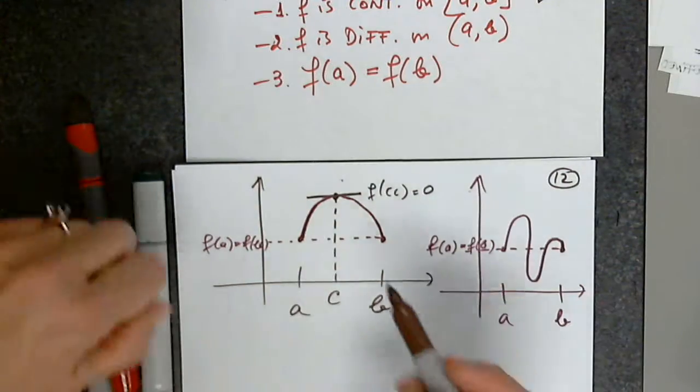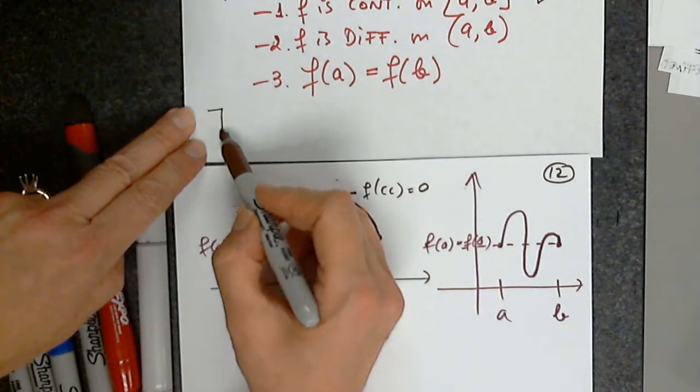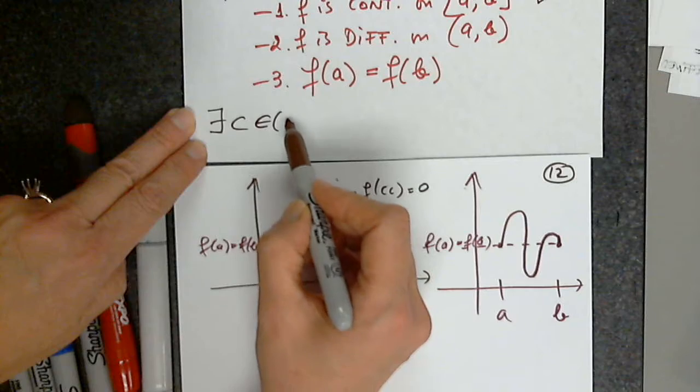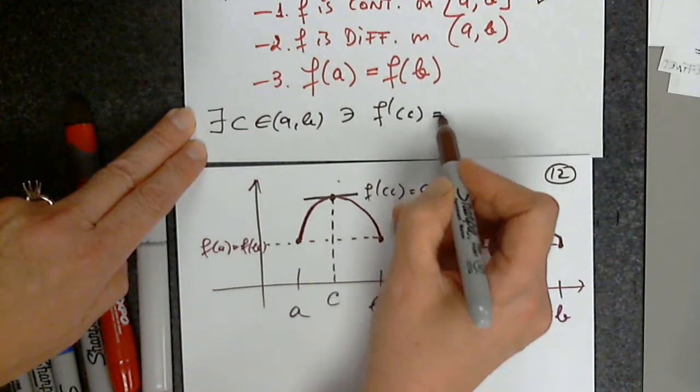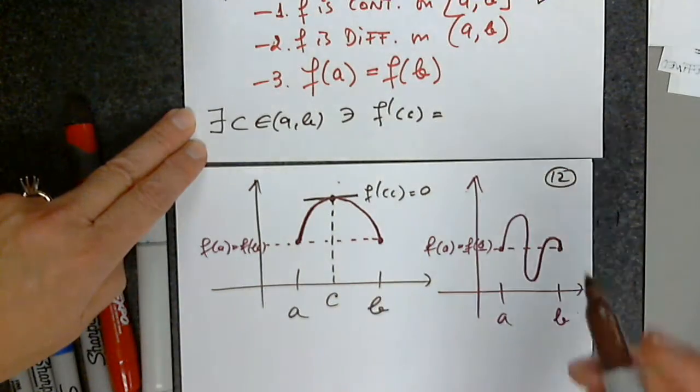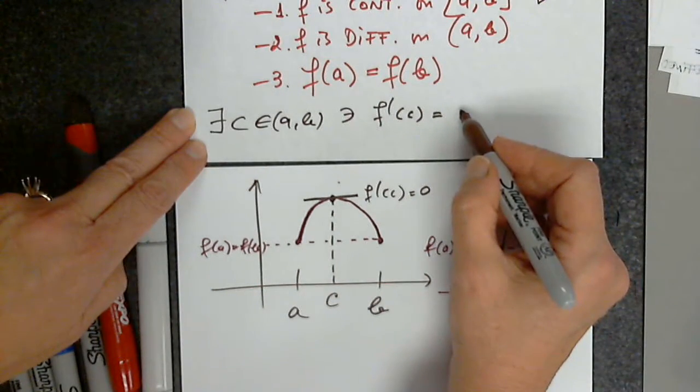So the conclusion is there exists a C in the interval a comma b such that f prime of C is 0. That's it.